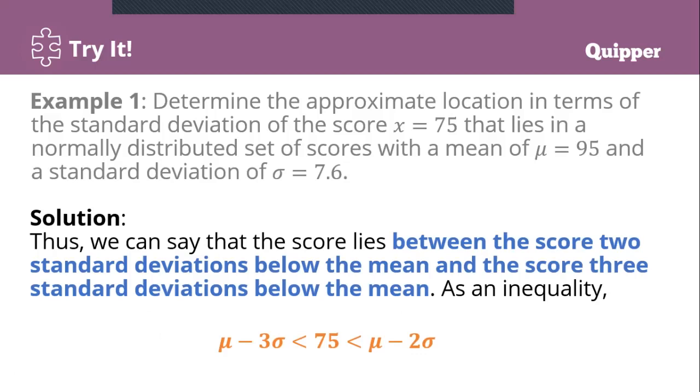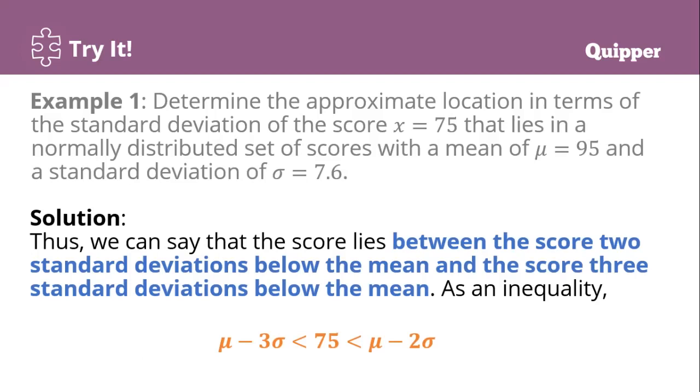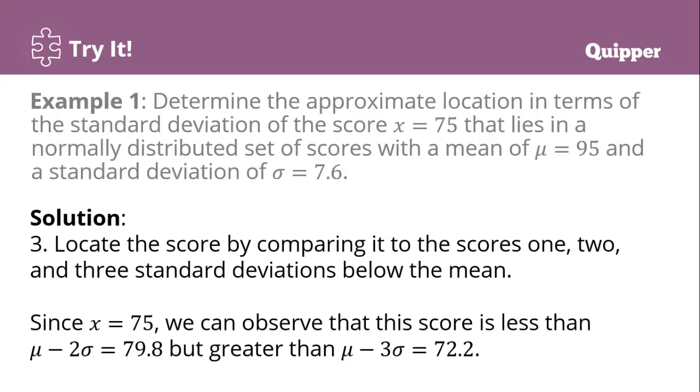Since 75 is greater than mean minus 3 standard deviations, but less than mean minus 2 standard deviations: 75 is greater than mean minus 3 standard deviations, but less than mean minus 2 standard deviations, because mean minus 2 standard deviations is 79.8, and mean minus 3 standard deviations is 72.2.